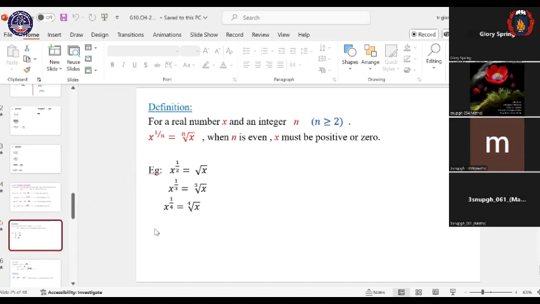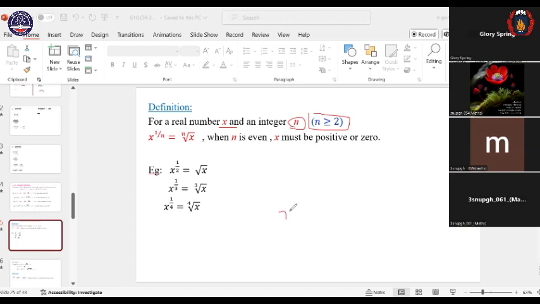Now, as you know, the definition: for a real number x and an integer n greater than or equal to 2, x power 1 by n equals the nth root of x.